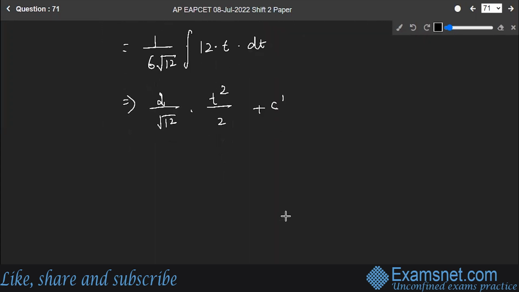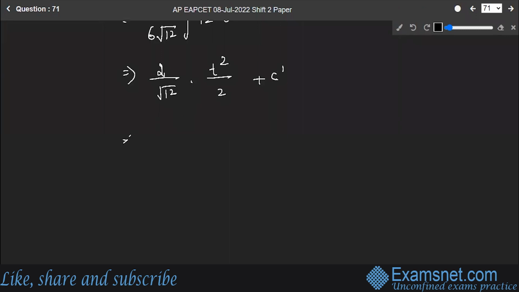I hope you're getting everything, right? So 2 upon root 12, and t was equal to 12x minus 36. So t square was equal to 12x minus 36. So 2 again, here is 2. It will cancel actually. Yeah, so this 2 will get cancelled.